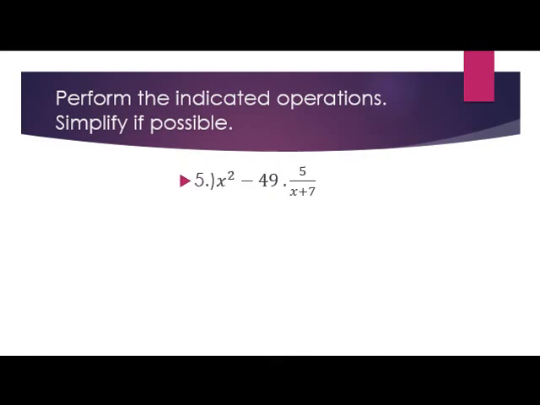While I factor the first fraction, I'm going to put it over 1. It factors (x minus 7)(x plus 7). The two (x plus 7)s cancel. I'm left with 5 times the quantity of x minus 7 over 1. It's not necessary to write the 1, and you could distribute if you wanted to.